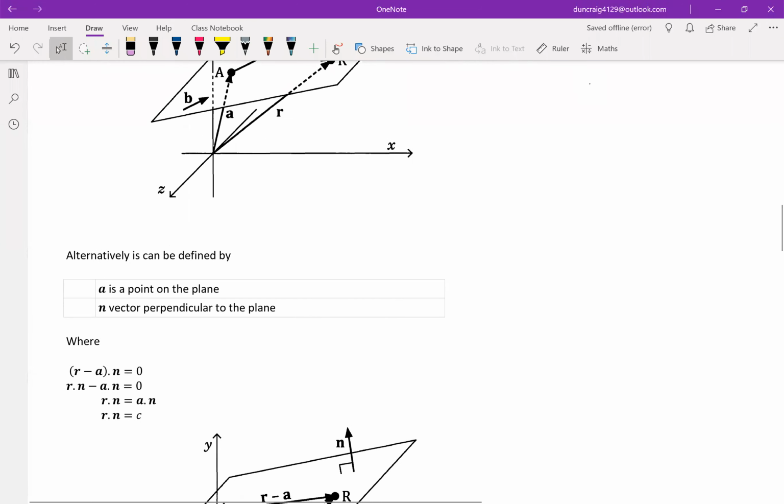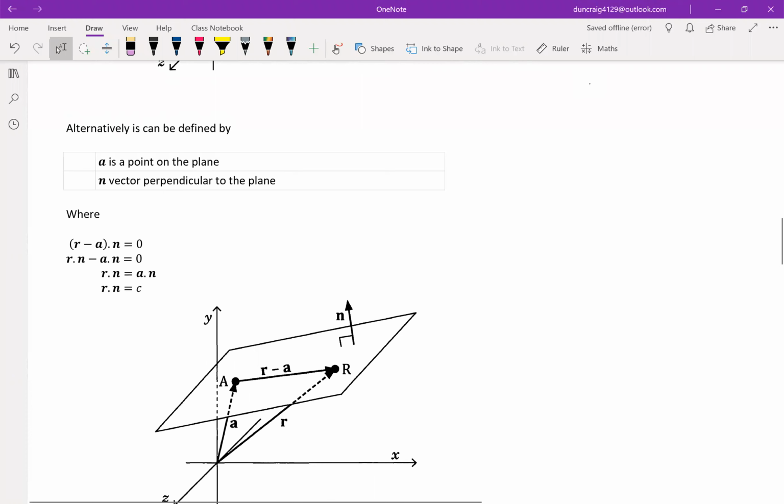You can also define a plane by having a single point on the plane and a vector perpendicular to the plane, because then the difference between any point on the plane and A is going to give you a line which is on the plane. And if you did the dot product of that and the normal vector, that should equal 0. Essentially this is just like the scalar product form of the equation of a line, and however, you can apply it for a plane here, like that.